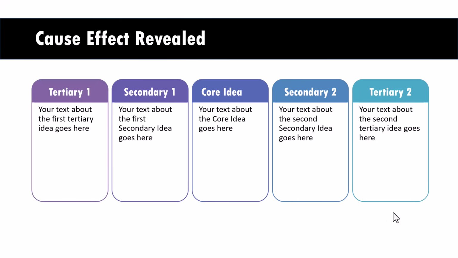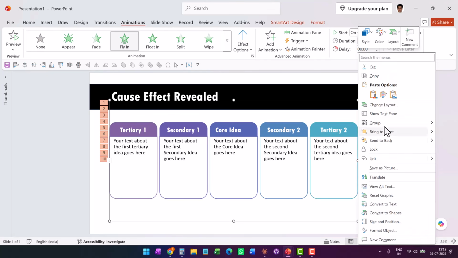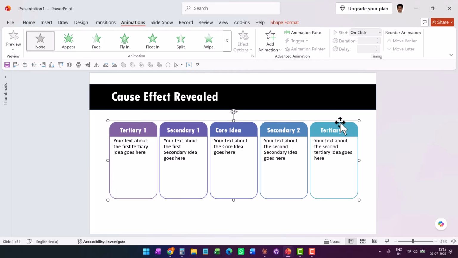Now I want to animate this in a different way by first breaking it down into its individual pieces. It is very much possible for you to break down any SmartArt into its individual shapes by right-clicking and using group ungroup option twice. Then we will select each one of these items and press Ctrl G.